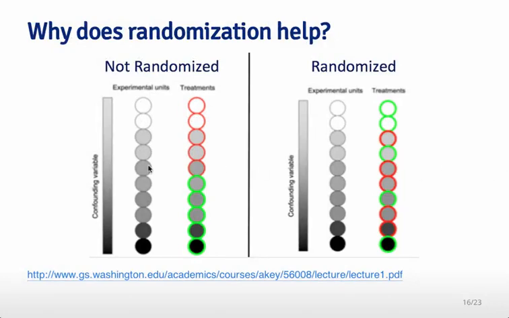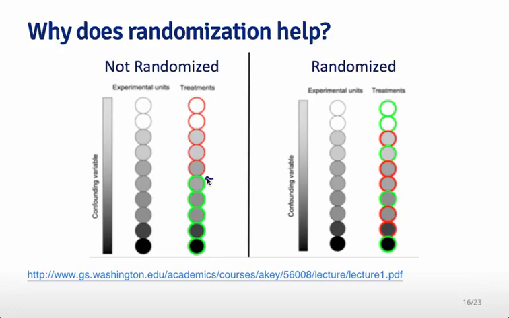Why does this help? So suppose that there's a particular study that we're performing, and suppose that there are 10 experimental units that look like this. Suppose there's a confounding variable, and lower values of that confounding variable correspond to lighter colors, and higher values of the confounding variable correspond to darker colors. So you have these experimental units, and suppose they're ordered by the values of the confounding variable.